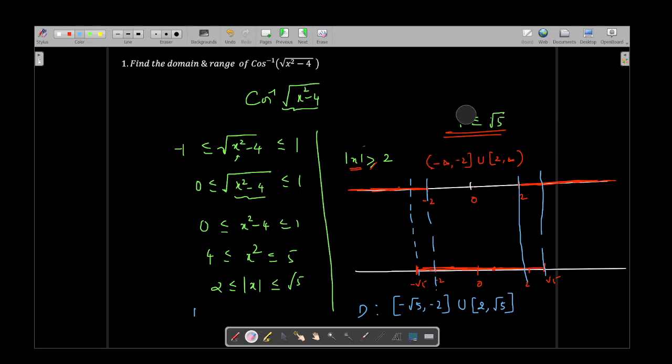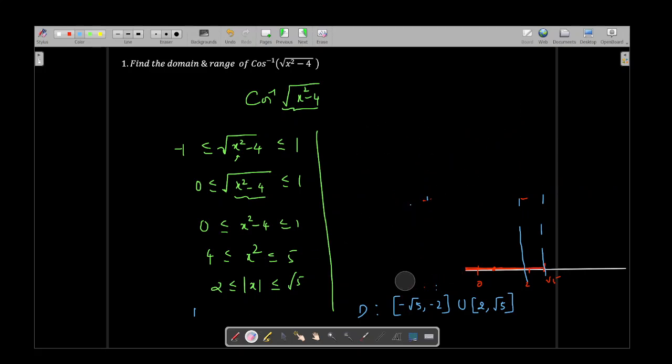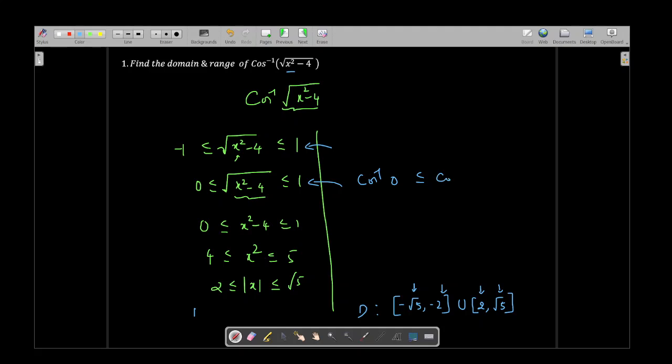To find the range, I can apply cos inverse to each of these values, or I can go directly here, because when we have a square root we cannot have negative values. So I can apply cos inverse to this: cos inverse of 0 less than or equal to cos inverse of root x square minus 4 less than or equal to cos inverse of 1.